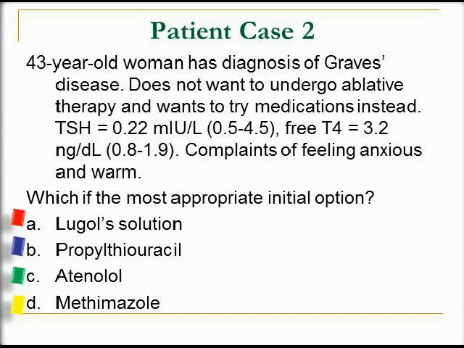All right, so patient case 2, we have a case of Graves' disease again. The elevated free T4, low TSH with symptoms. The most appropriate initial treatment option at this point would be D, the methimazole. Again, not any better than propylthiouracil, but less hepatotoxicity.